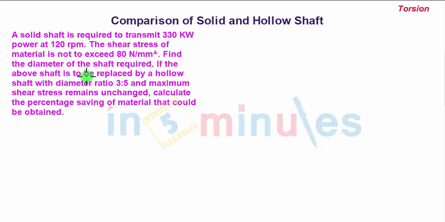If the above shaft is to be replaced by a hollow shaft with diameter ratio 3:5 and maximum shear stress remains unchanged, calculate the percentage saving of material that could be obtained. So we see that this problem could be divided into two parts.